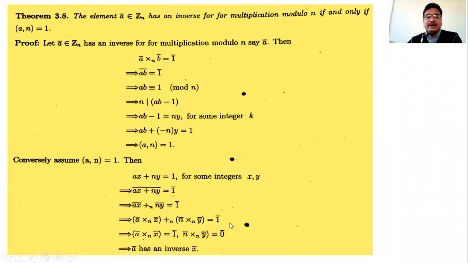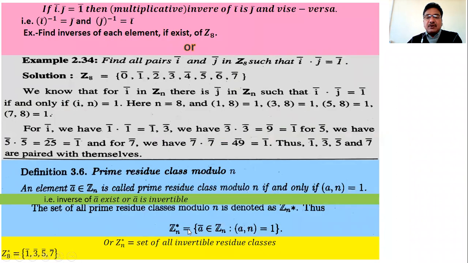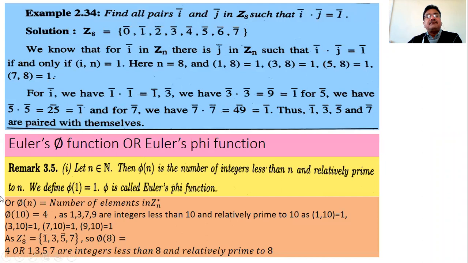So what does Zn star mean? The set of prime residue classes. And we say a residue class is a prime residue class if its multiplicative inverse exists. So in Z8, 1 bar, 3 bar, 5 bar, and 7 bar are prime residue classes, because the multiplicative inverses of 1 bar, 3 bar, 5 bar, 7 bar exist in Z8. So find the same example, that is, find all pairs in Z8 such that.